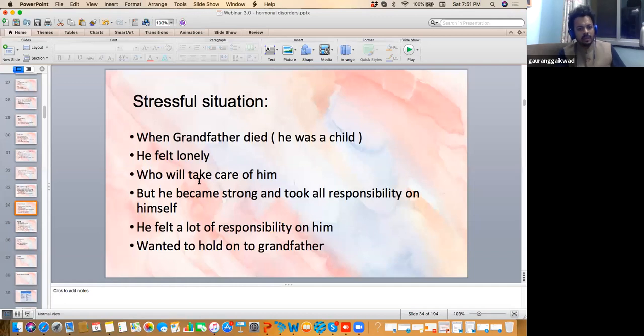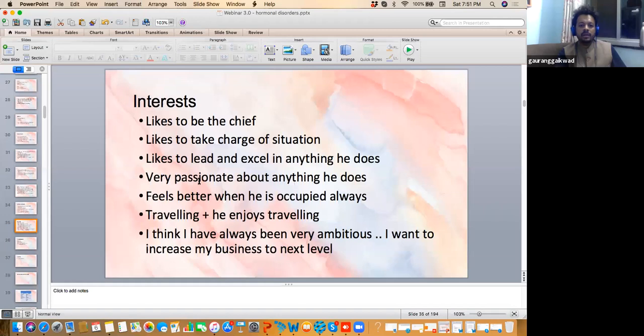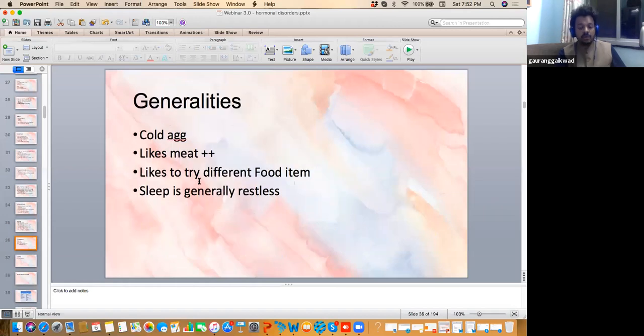Then I asked, can you tell me a little bit about your interests and hobbies? And he says, he likes to be the chief. He likes to be in charge of the situation. He likes to lead. He likes to excel. He's very, very passionate about anything he does. He feels better when he's occupied. He loves traveling and he likes going to different places. He's very, very ambitious. In generalities, he's very chilly. He likes biryani a lot, and different food items.